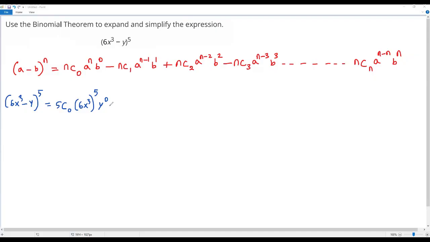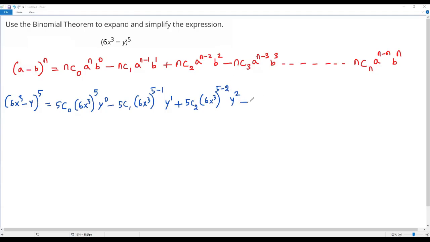And for the second term, I have to take negative sign, and nC1 means 5C1. And for a, again, we have 6x cube, n negative 1. For n, we have 5, negative 1, and for b we have y, so that is y to the first power. Okay, for third term we have to take positive sign. nC2 means 5C2, and for a we have 6x to the third power, n negative 2, that means 5 negative 2, and for b we have y. Since we have b square, we have to take y square.